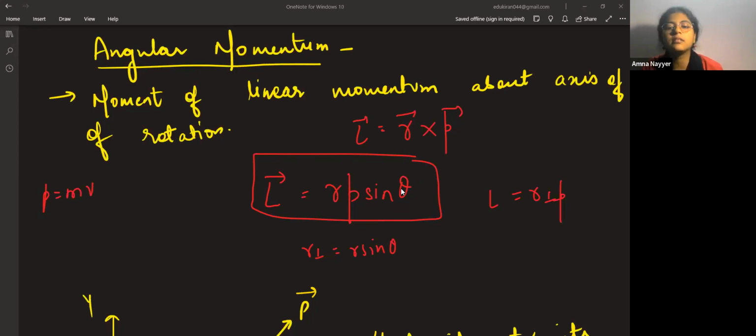Fine? Understood till now? Because this is a very important concept. Moment of inertia is a very important concept. You should have a strong grip on it and try to revise it today itself.